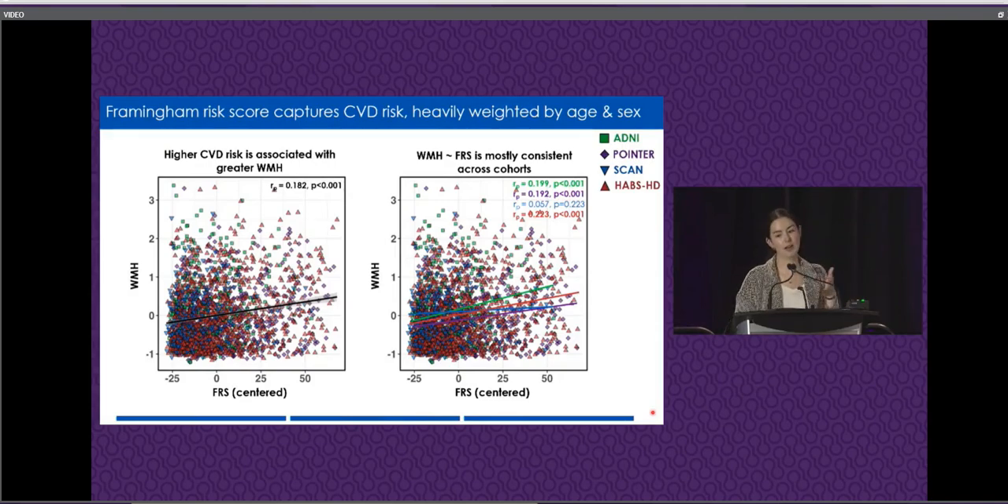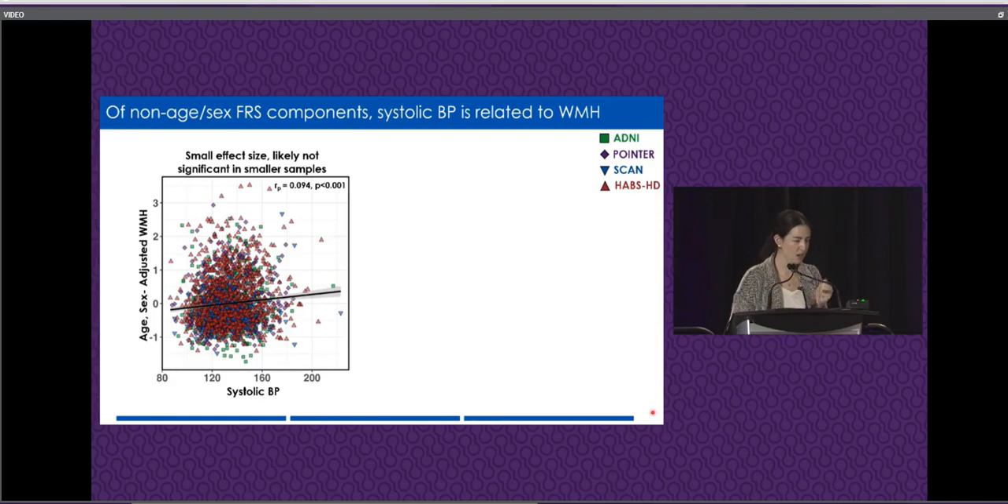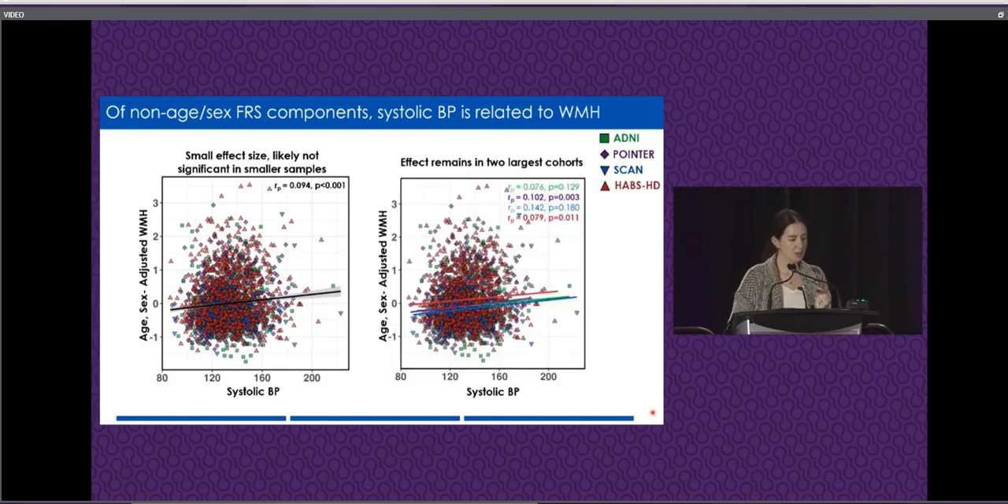But when we look at the other parts of the FRS score, the one that showed a relationship to white matter hyperintensities was systolic blood pressure. So we see in the pooled sample, this is a very small effect size, so we wouldn't really expect this to be significant in a smaller sample. And indeed, when we look across all of the 4 cohorts, it's only significant. It's remarkably consistent, but it's only significant in our 2 largest samples.